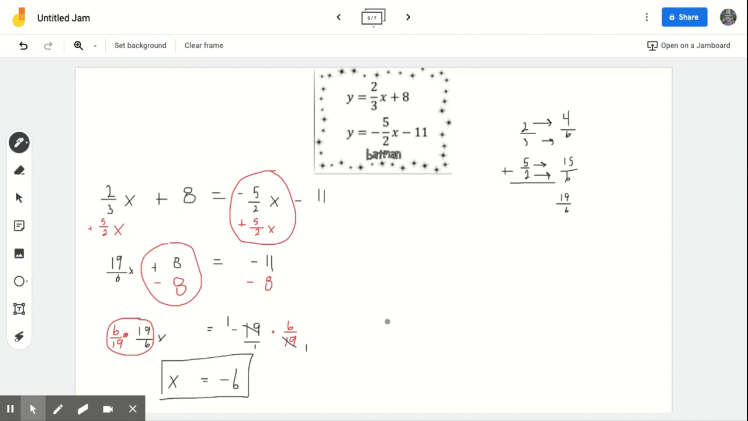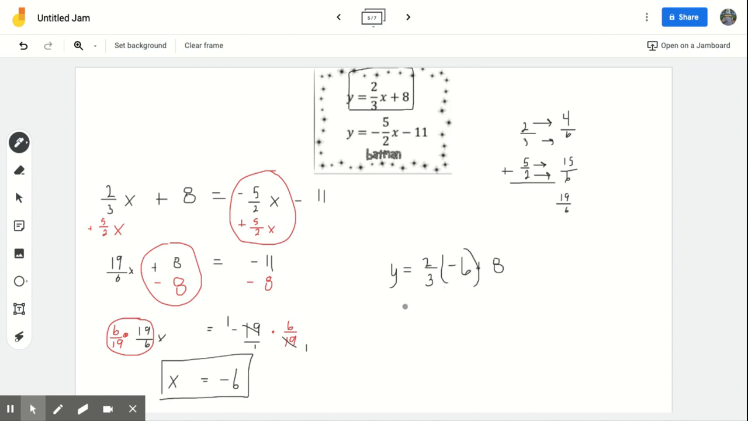Now the second part, the last piece, is you need to have a y to the solution. We have the x, now we just need the y. You could choose any one of the equations up here at the top. I'm going to choose this one to substitute into. So y equals 2/3 x plus 8. Now remember, we found out what the x is equal to already from before. That's worth negative 6.